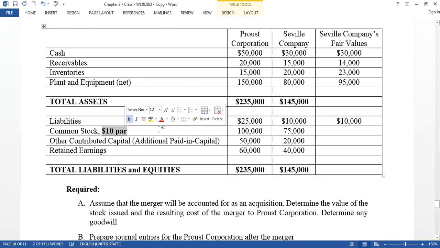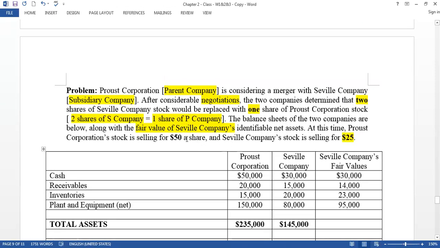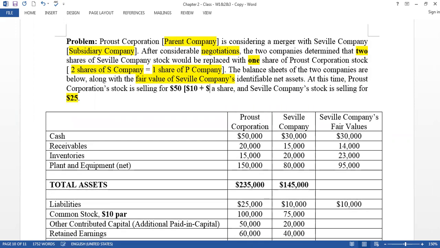Now, according to this question, both companies' par value is $10. What is the meaning? The meaning here is, for example, this $50. How to define this $50? I can say $10 plus $40. Do you understand up to here? So the market price is $50, right? But $10 is the par value, and $40 is the additional value.